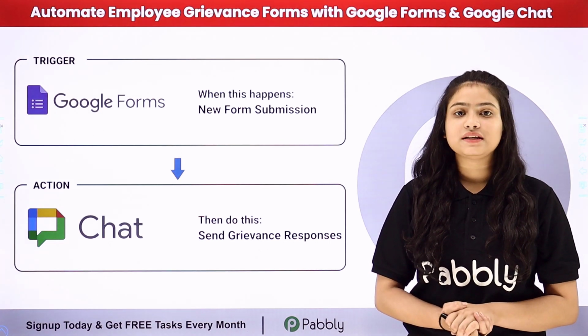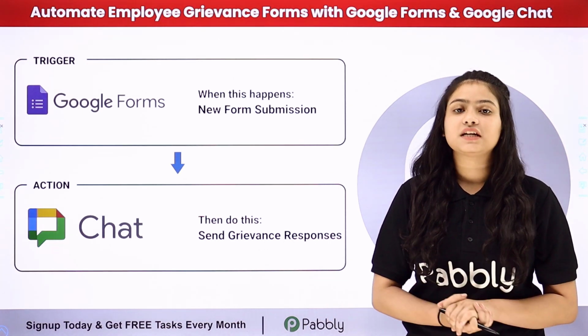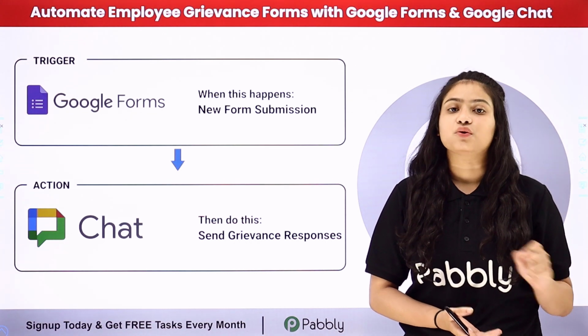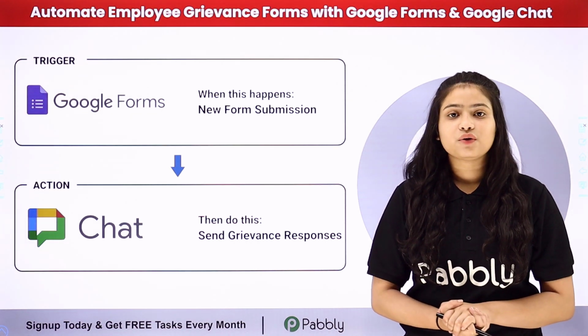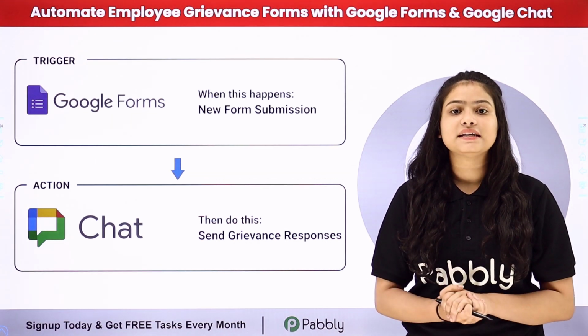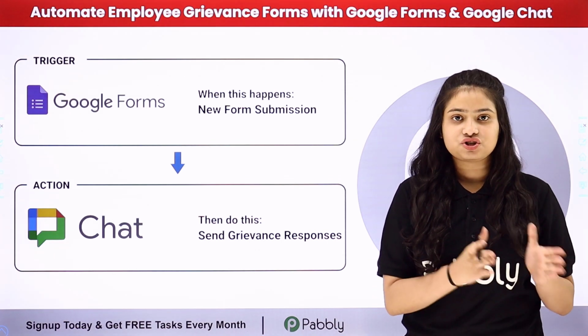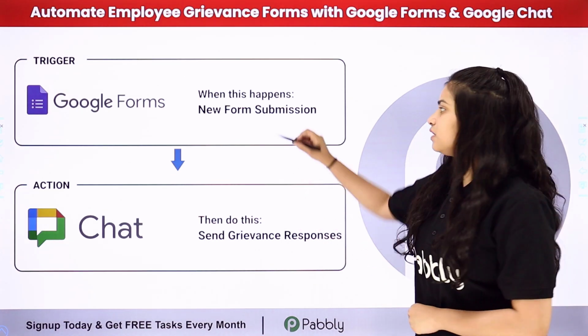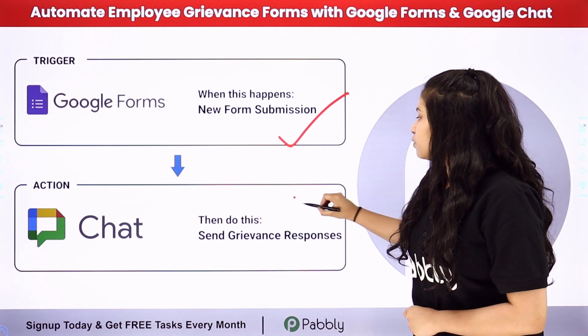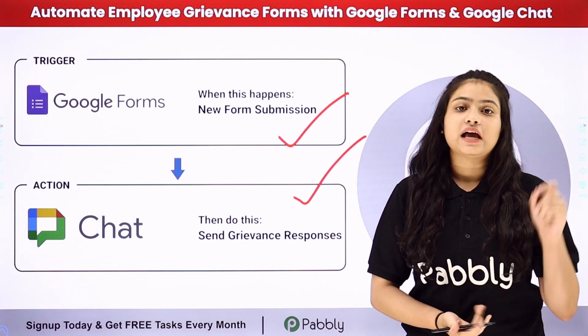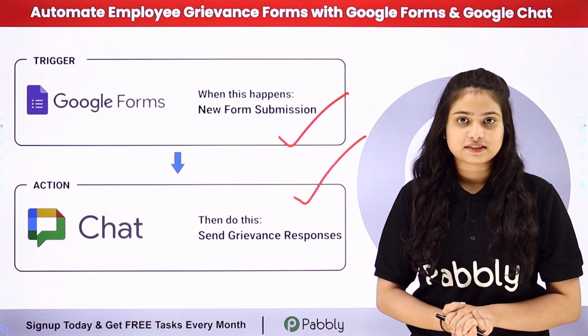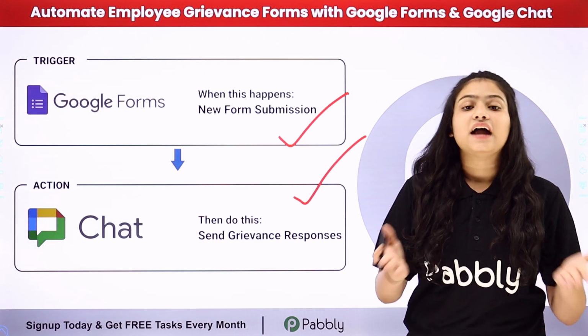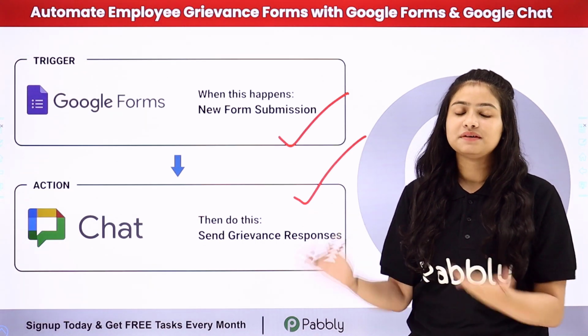So how are we going to automate this entire process? For this, we will have to set up a connection between Google Forms and Google Chat, and that we are going to do without any coding or programming skills with the help of Pabbly Connect. Pabbly Connect works on two principles: trigger and action. So in trigger, we are going to take Google Forms, and in action, we are going to take Google Chat, and we will connect both of them with the help of Pabbly Connect without any coding or programming skills to automate this entire process. And to learn this entire automation step by step, let me take you all to my screen.